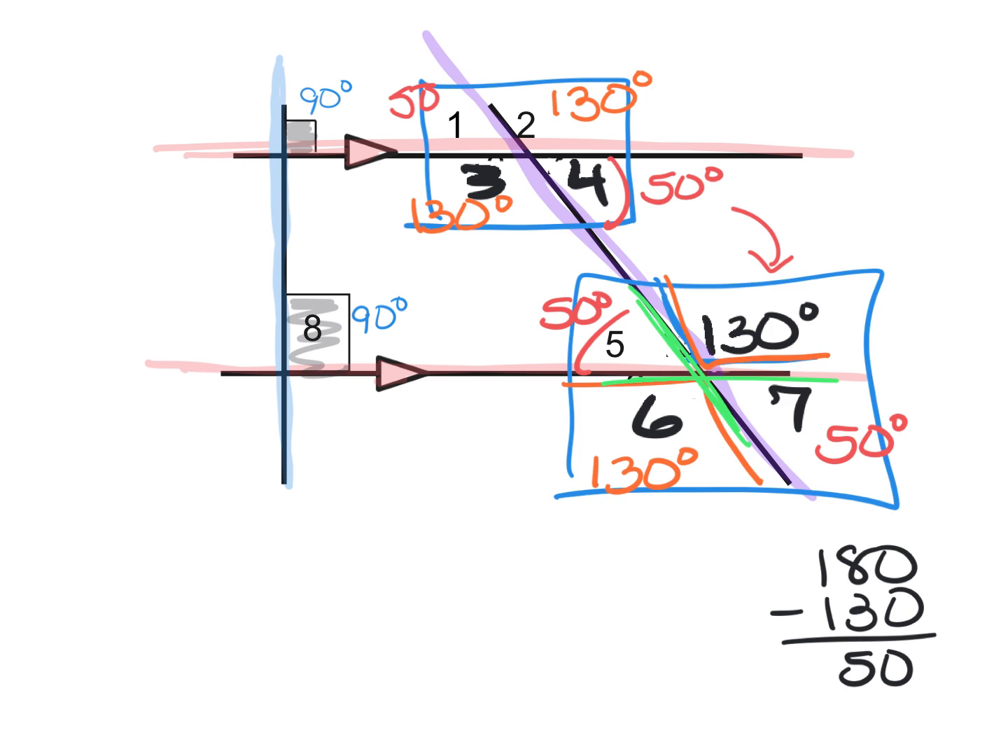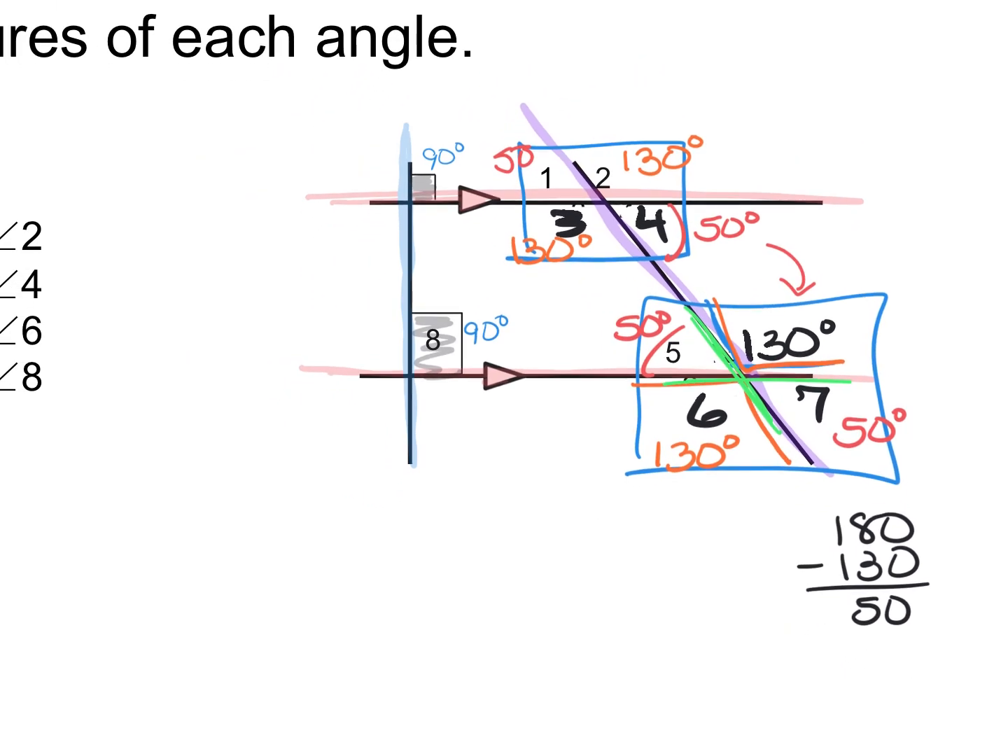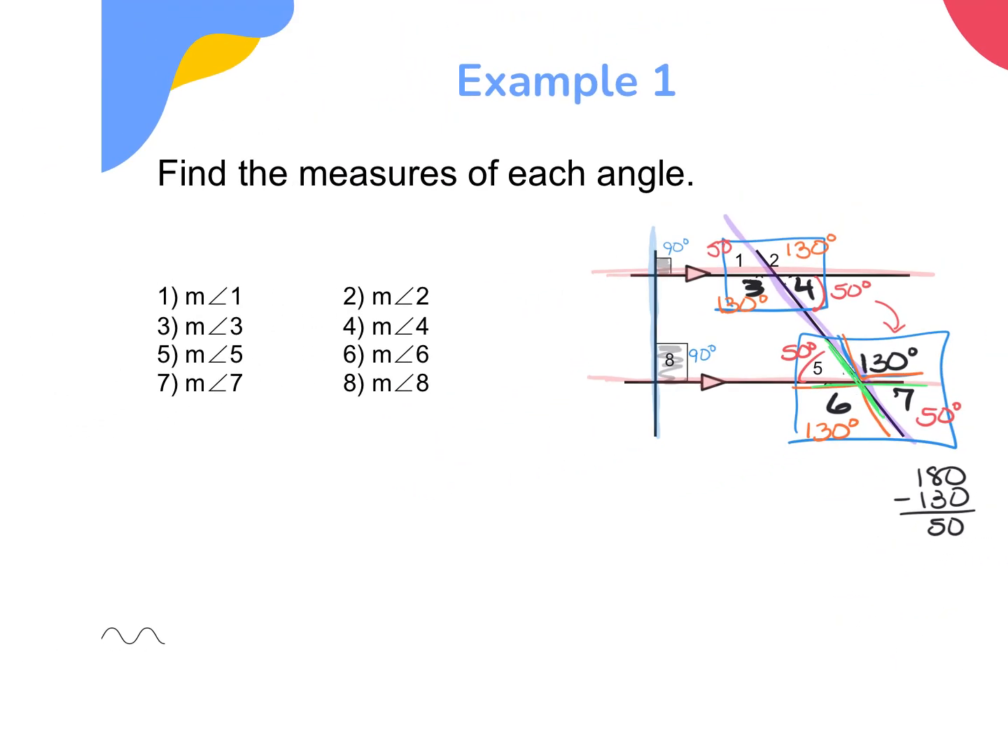So now that I filled in my whole picture, I can go back and answer all the questions. Angle 1 we saw was 50. We also saw that angle 5 was 50. So was 7. Angle 2, let's go back. Angle 3 is 130. Angle 2 is 130. Angle 4 was 50. Angle 6 was 130. And angle 8 was the 90. So sometimes it's easier to fill in the picture first, especially if they're asking you to find multiple angles in the same picture.